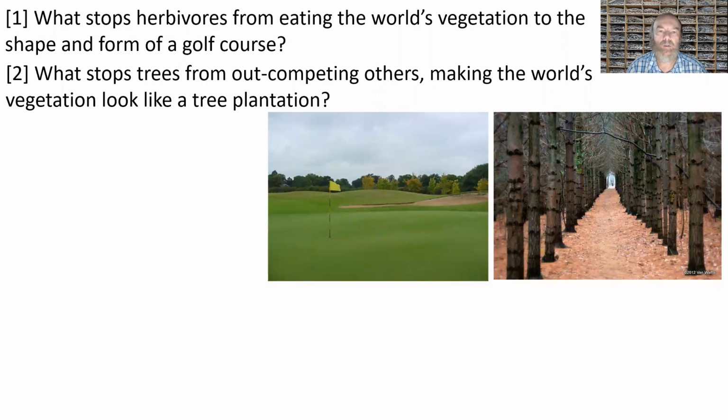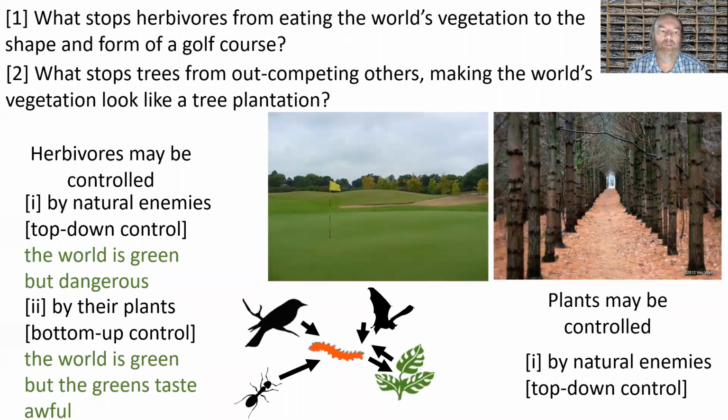We can rephrase these questions by wondering what stops herbivores from eating the world's vegetation into the shape and form of a golf course, and also what stops trees from outcompeting other trees, making the world's vegetation look like a tree plantation. Well, the answer is in control of herbivores, which can be either by natural enemies, top down, which would mean the world is green but dangerous, or by their own plants, by resources, bottom-up control, which means the world is green, but the green stays awful.